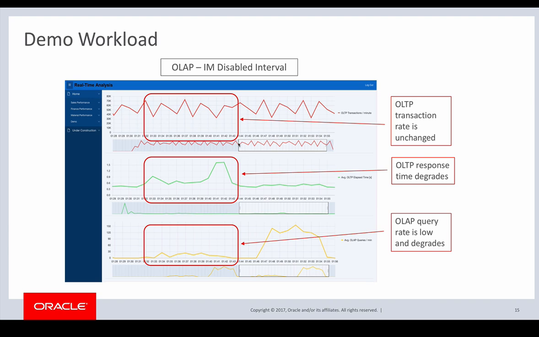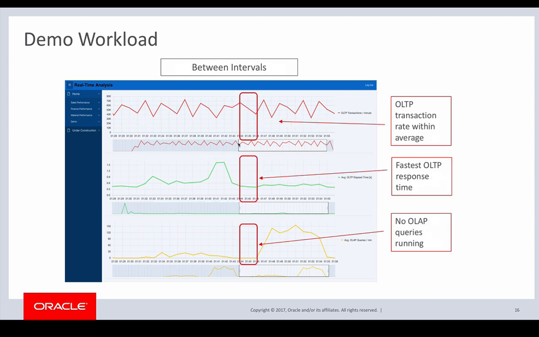In this next screen, we've highlighted the section that corresponds to the OLAP period with in-memory disabled. Notice that although the OLTP transaction rate remains relatively constant, the elapsed time or response time degrades, and that only a relatively few OLAP reports get run because they take so long. In this screen, we highlight the time period between the OLAP periods, and we see that the OLTP response time returns to a steady rate and that no OLAP queries are being run.